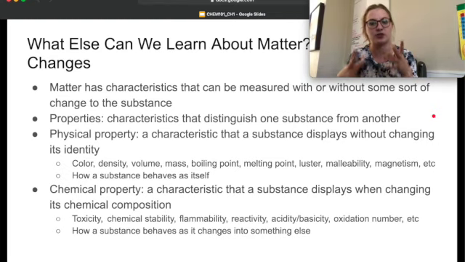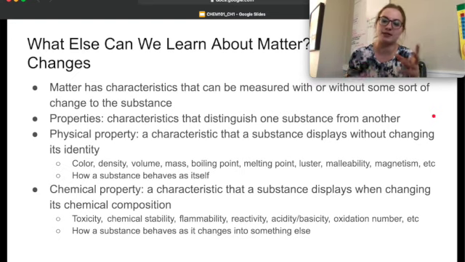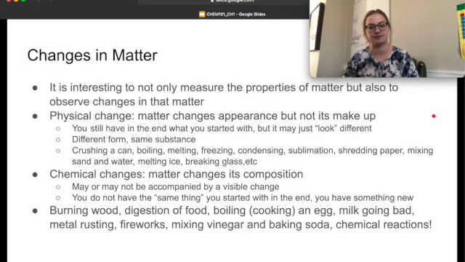So again, properties are just characteristics of a substance. They're a measurement of something of the substance. But physical properties are how that substance behaves as itself, and chemical properties are how substances behave as they're turning into something else. So we talked a little bit about properties of matter, but what can be sometimes more interesting is not only to measure those properties, but also to observe changes in the matter, right?